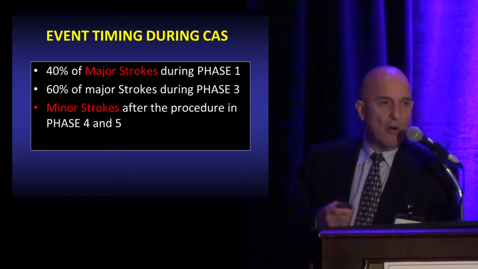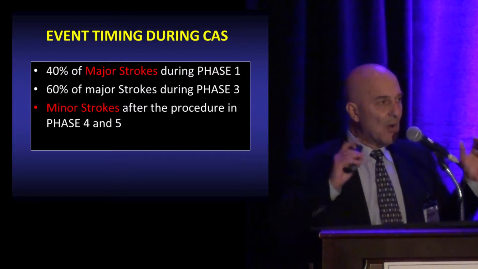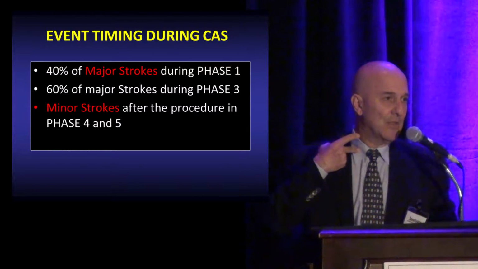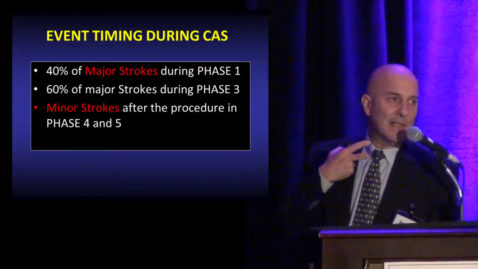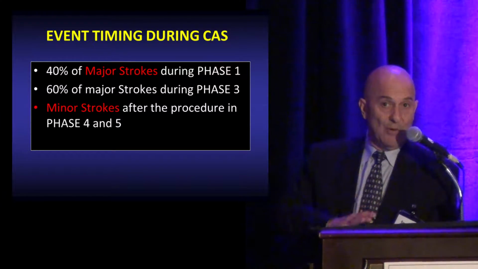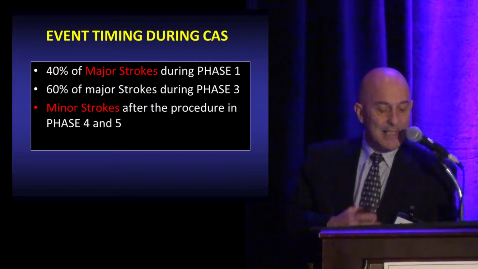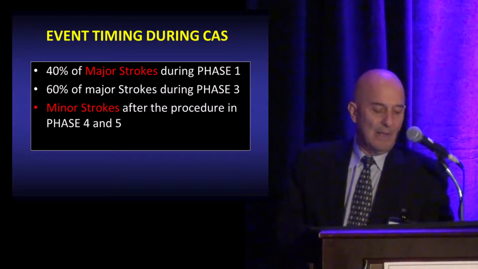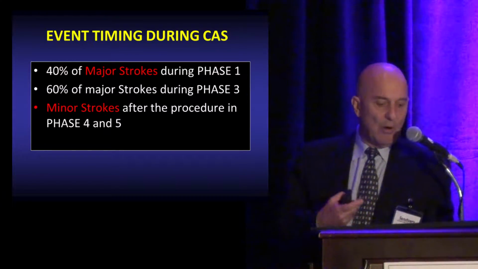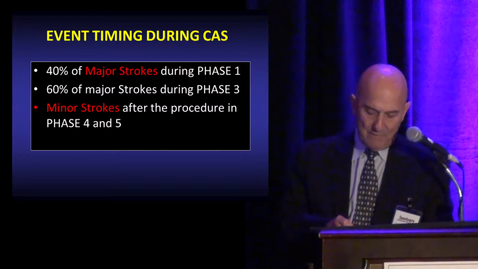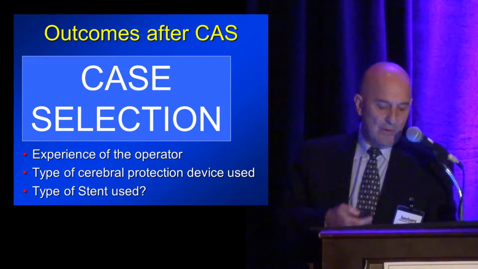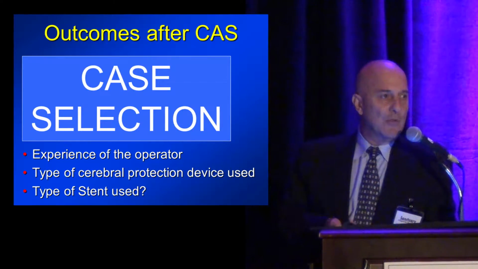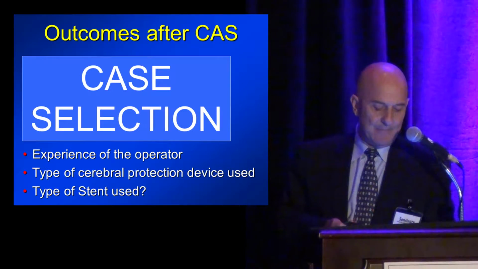40% of major strokes occur during phase 1. So when we are trying to put the device in place, that's why cervical protection by direct access of the common carotid artery can get rid of those on many occasions. 60% of the remaining major strokes occur during phase 3. But then we have minor strokes that occur frequently in phases 4 and 5. So that's why we think that the type of stent that we use can be important to prevent some of these problems.